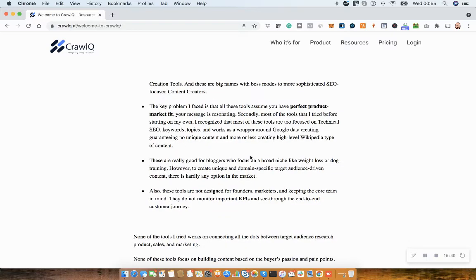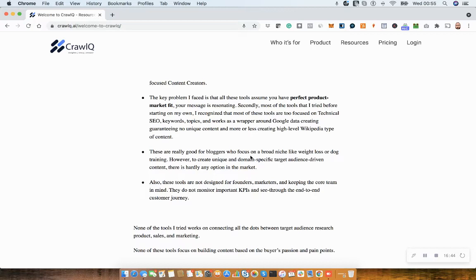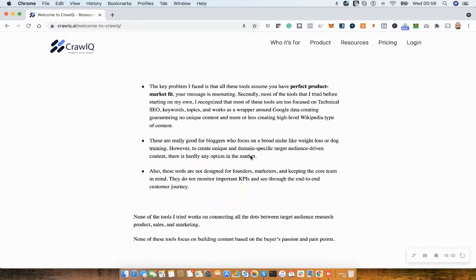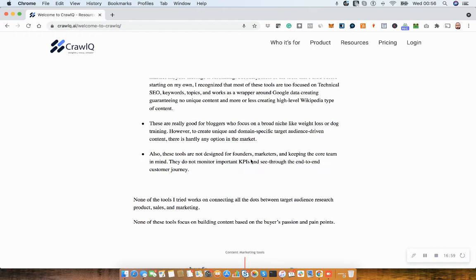So these are really good for bloggers who focus on a broad niche like weight loss or dog training. But in order to create unique and domain-specific, target audience focused content, there's hardly any option in the market. Also, these tools are not designed for founders, marketers, and technology-oriented SaaS CMOs, CTOs, product design engineers, and keeping the core team in mind, right?